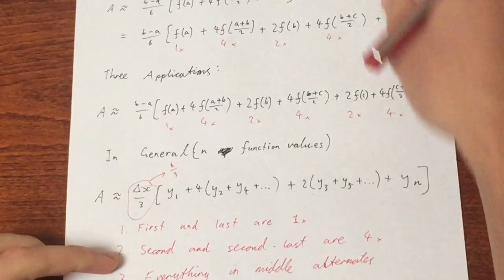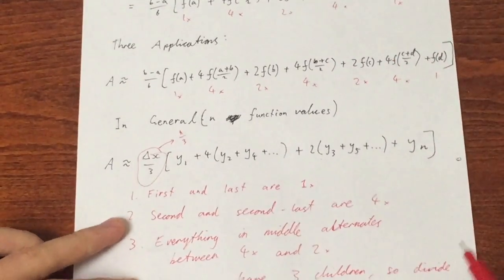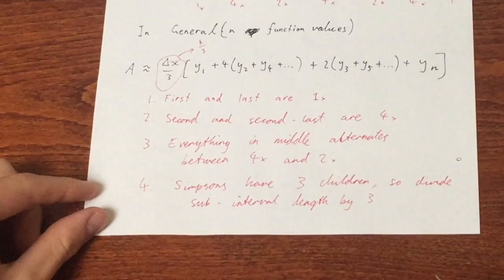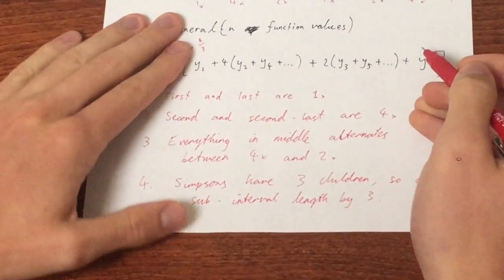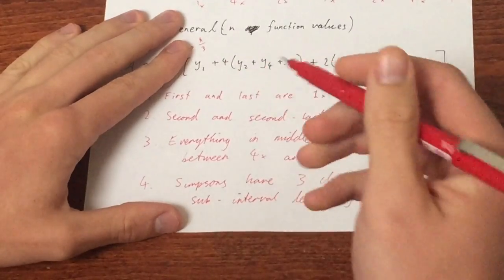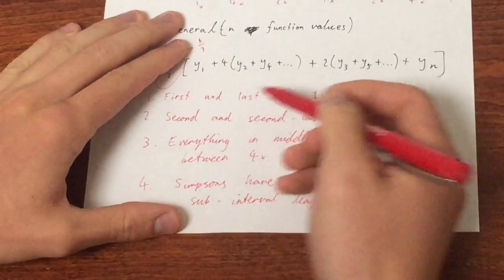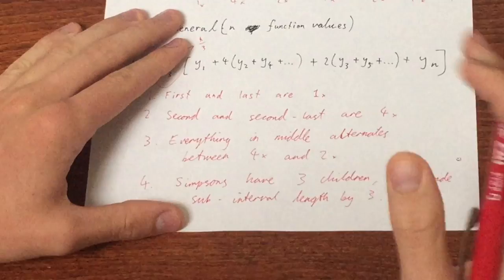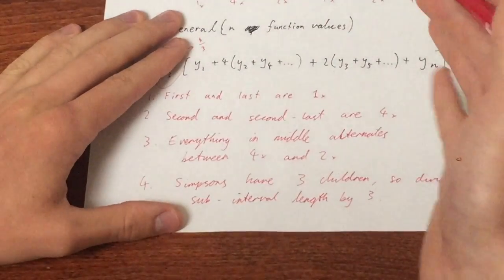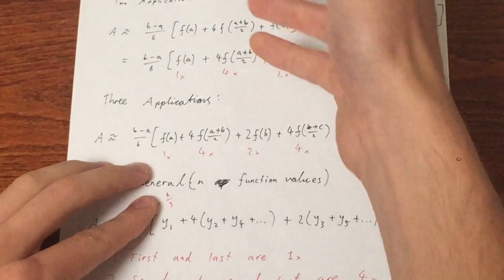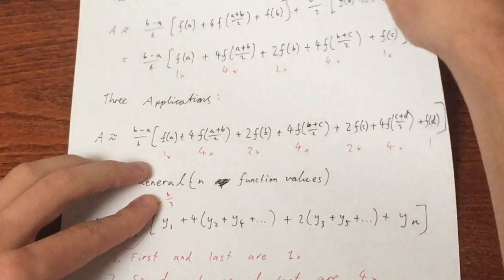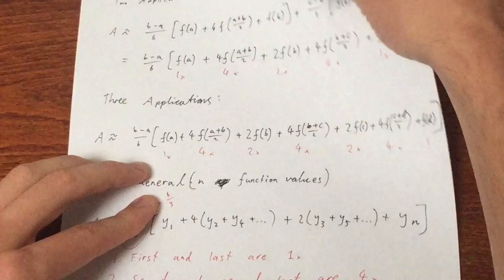But most important is to remember these 4 things down here at the bottom. And these are that for the multipliers inside the brackets of the y values, the function values, the first and last will always be times 1. The second and the second last will be times 4 in every case. So if you've got one application, the second and the second last are the same value, so it's times 4.